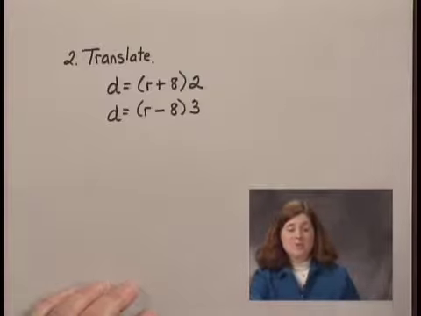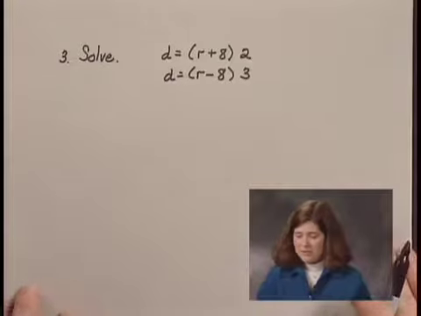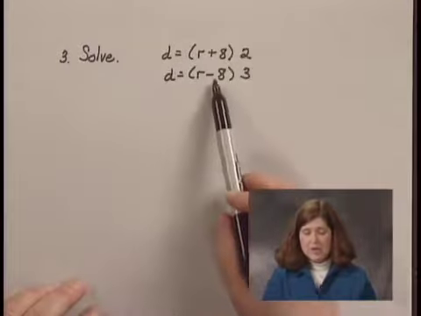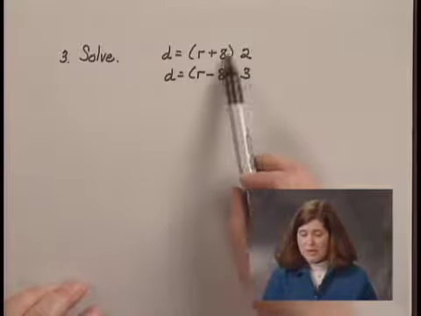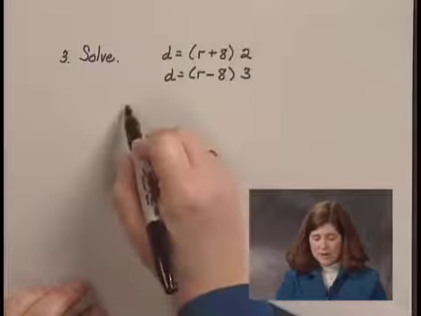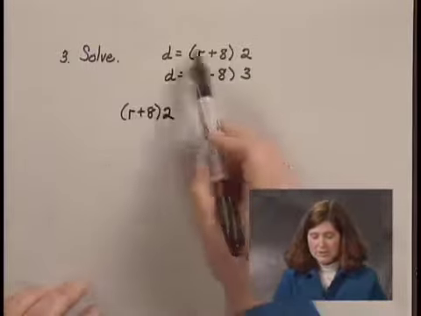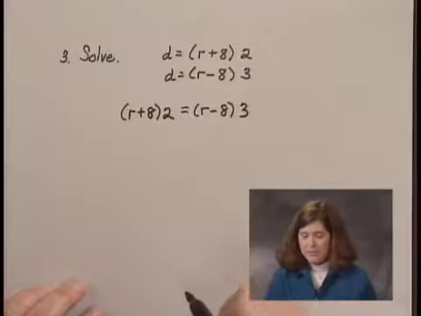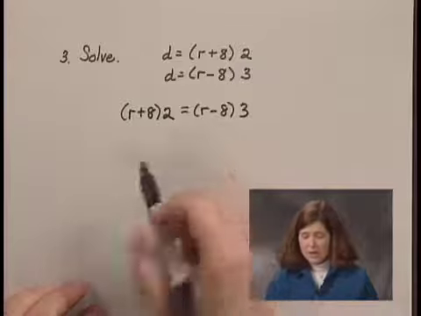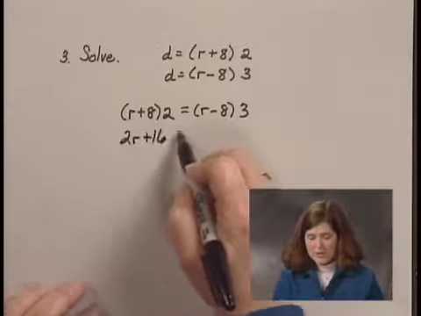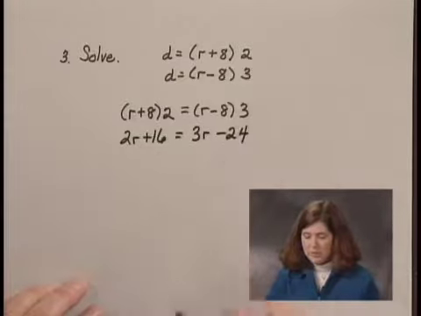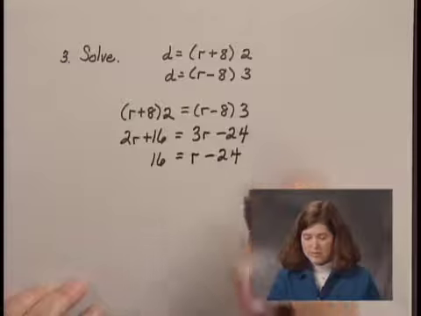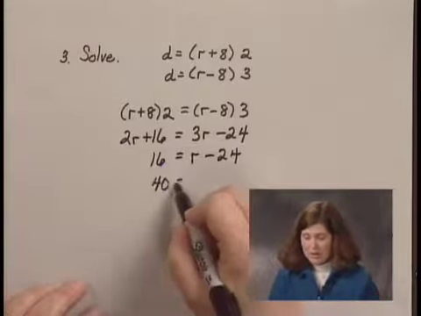Now that we've translated to a system of equations, we can solve that system as step 3 of the problem-solving process. To solve, notice that D equals (R plus 8) times 2 and D equals (R minus 8) times 3. So I can substitute (R plus 8) times 2 for D in the second equation. I get (R plus 8) times 2 equals (R minus 8) times 3. And now I have an equation with just R in it. To solve, I multiply. I get 2R plus 16 equals 3R minus 24. I subtract 2R from both sides and I get 16 equals R minus 24. And I add 24 to both sides to get that 40 equals R.